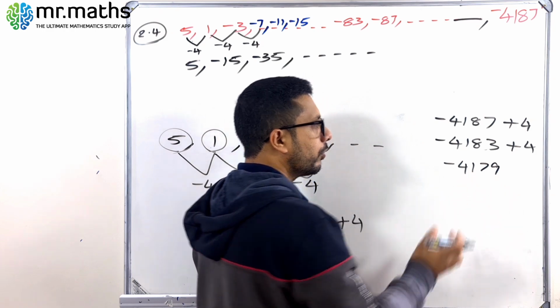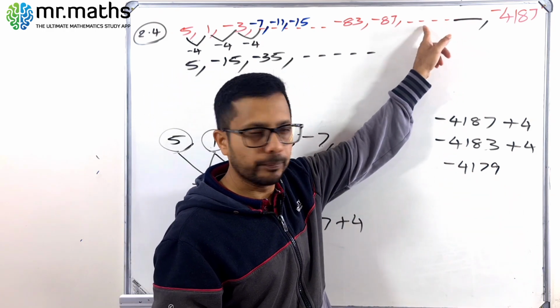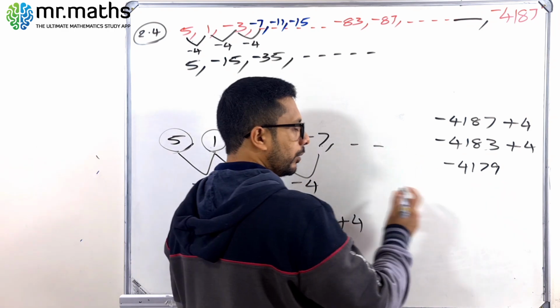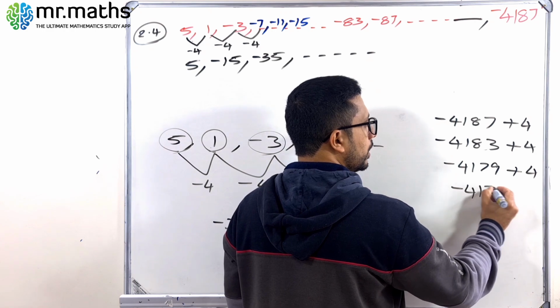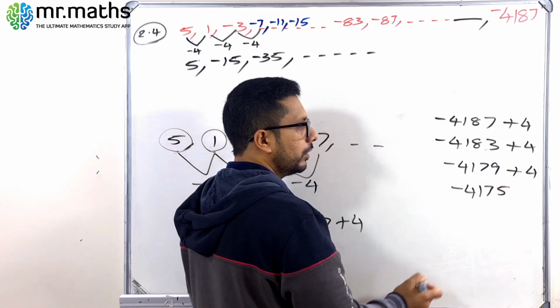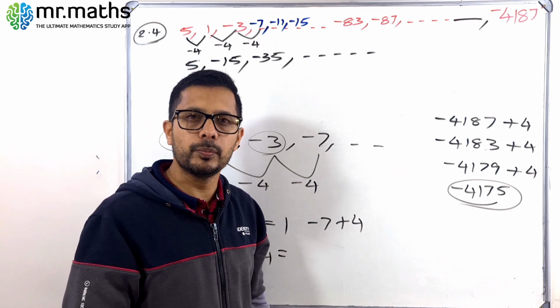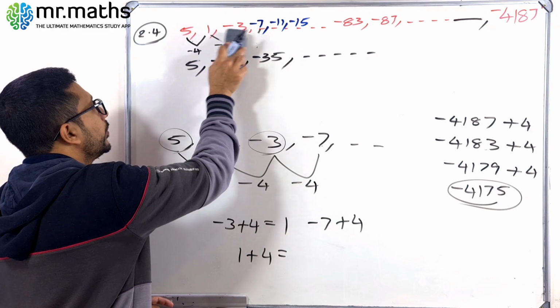But that minus 4179 is also, I'm trying to find the previous numbers, so that one is also not divisible by 5. Again find the previous number, plus 4. So it is minus 4175. Yeah, there you go. This minus 4175 is divisible by 5. So it means that here, let me erase this.